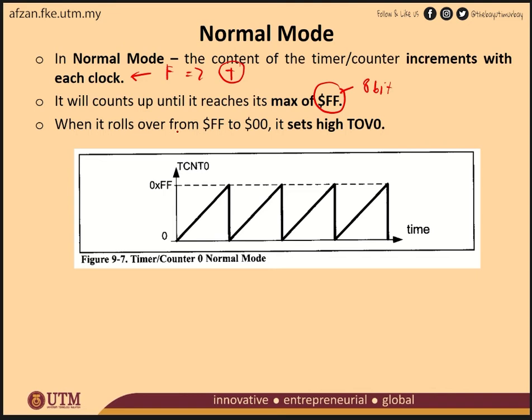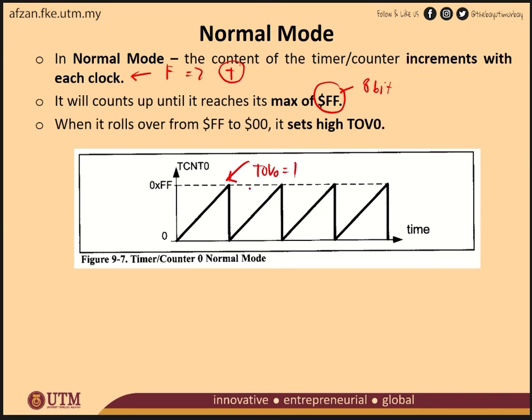When it rolls over from FF to 00, the TOV0 flag will be set to 1. So this is your TCNT0 and this is your timer. The TCNT will keep incrementing until it overflows. Once it overflows, from FF to 00, what happens here? TOV0 will be set to 1.